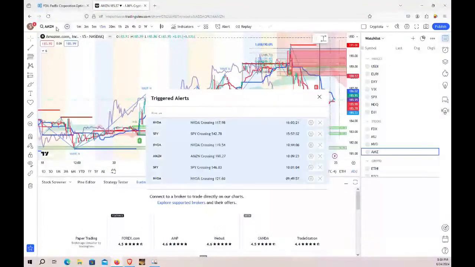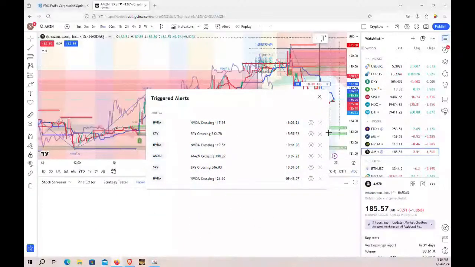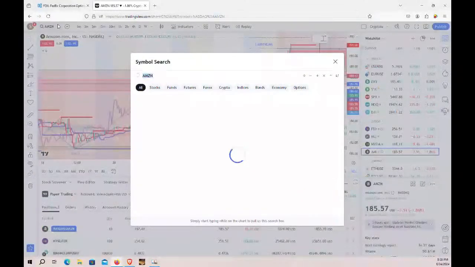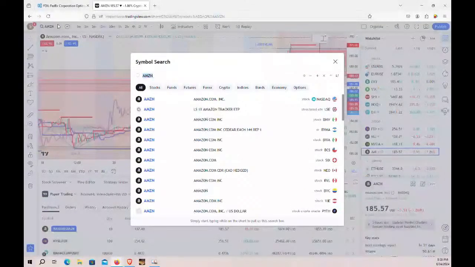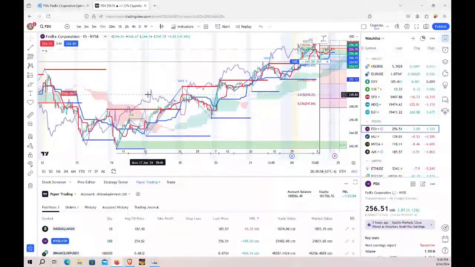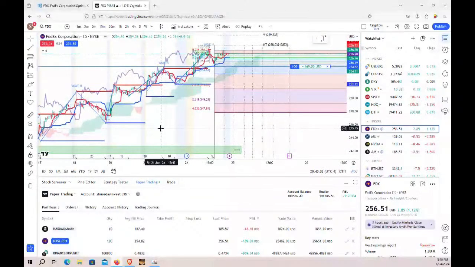So let's, oh my god, close all this. Okay, all my alarms hit. I'm starting to look at this Ichimoku theorist from LuxAlgo. It looks pretty good so far. It kind of gives me a little bit of guidance on how to look at it. Yeah, it looks good.